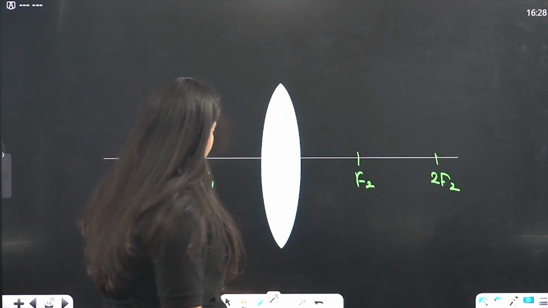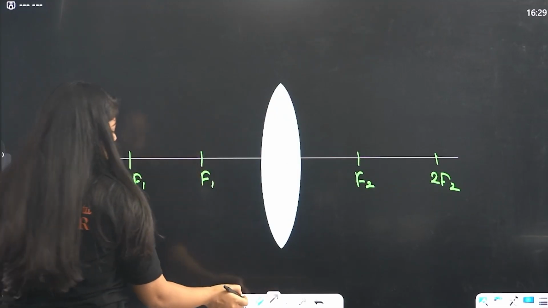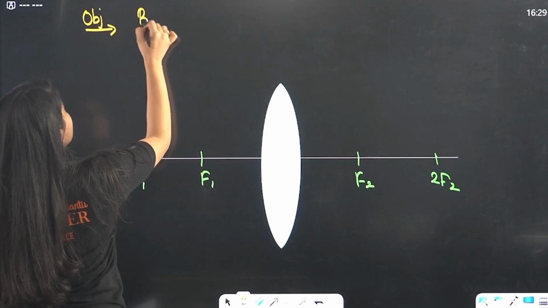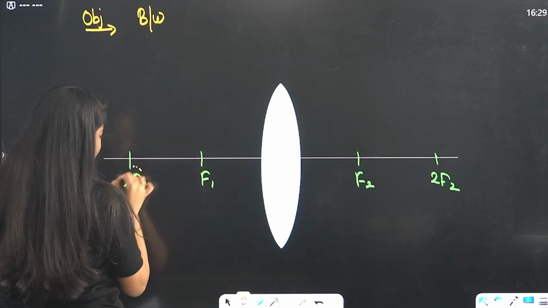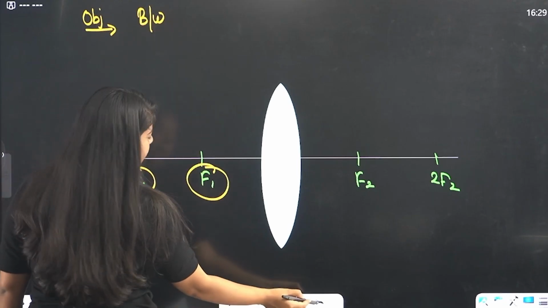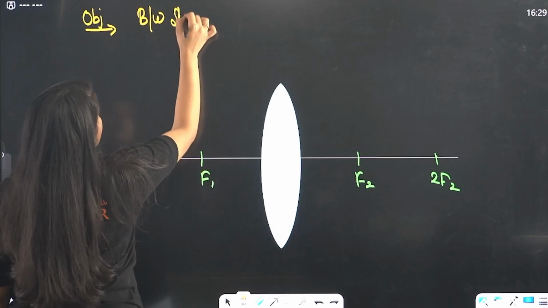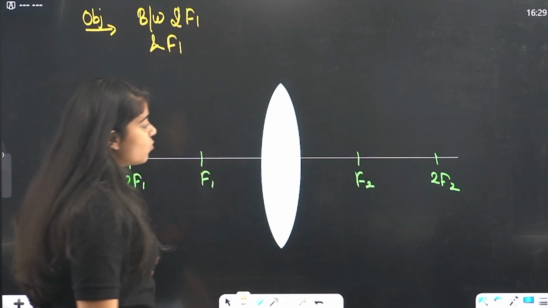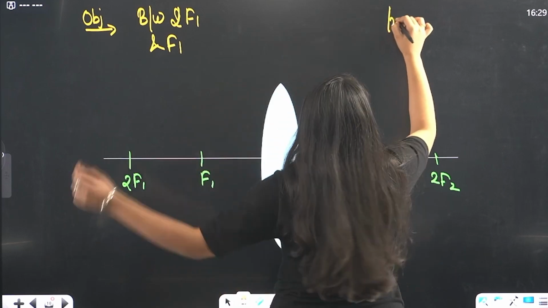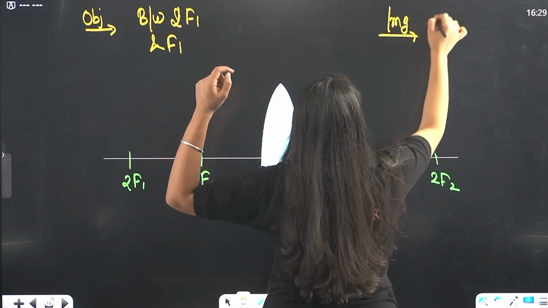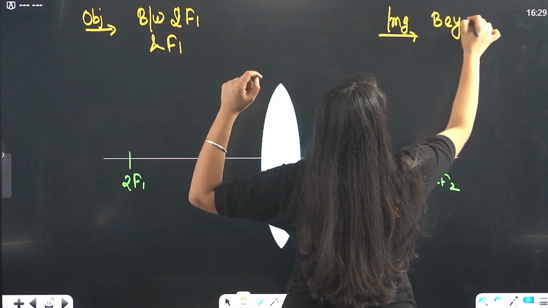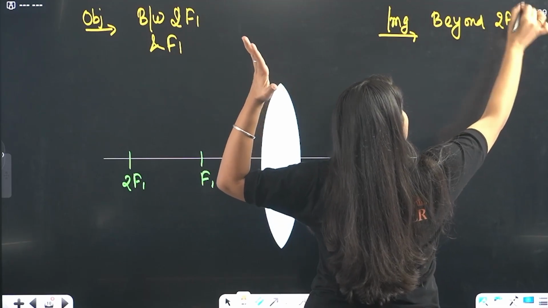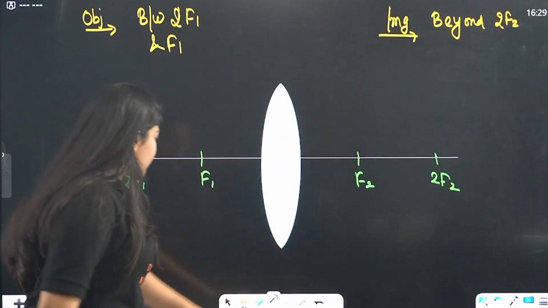Now ma'am, we are bringing the object closer. So the object will be somewhere between 2F1 and F1, right? So where will the image be? Ma'am, according to concave mirror, it should be beyond 2F2. Okay, now let's make the diagram.